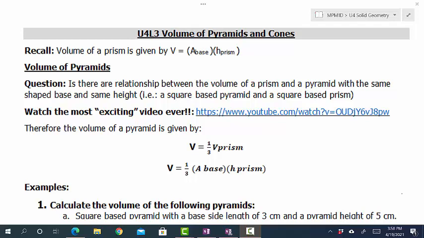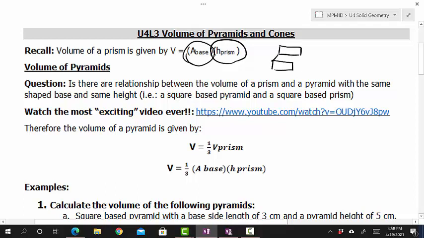So we've already learned that to calculate the volume of a prism, no matter what type of prism it is, you just find the area of the base shape and multiply it by the height of the prism. So if it was a rectangle-based prism, you'd find the area of the rectangle first, then multiply it by the height of the prism.